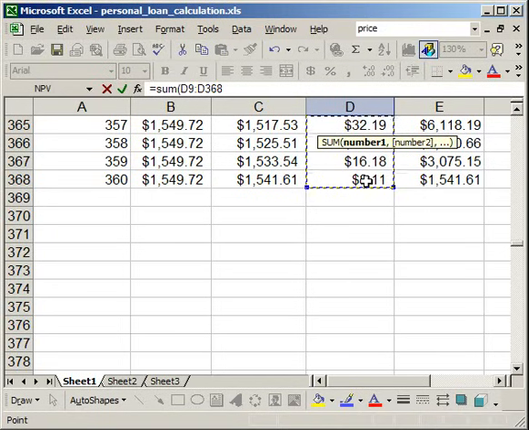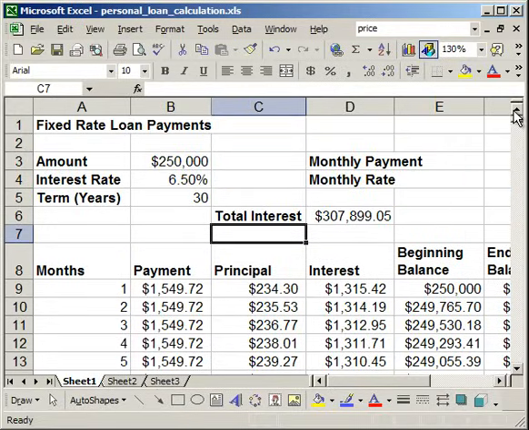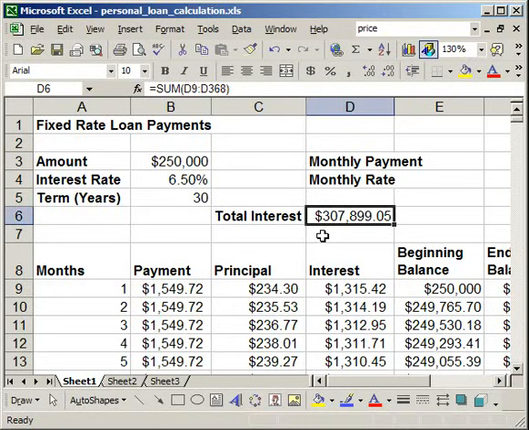So let's see how much you pay total. For the one loan you pay $307,899.05 in total interest. Anyway, that's how loans work, and that's how you can calculate how much you pay for principal and interest.